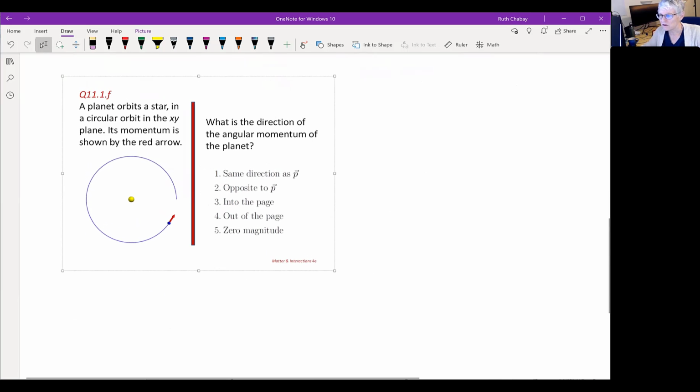So here is a practice question for this. We have a planet orbiting a star, a circular orbit in the XY plane. Its instantaneous momentum is shown by that red arrow here. And the question is, what is the direction of the angular momentum of the planet?